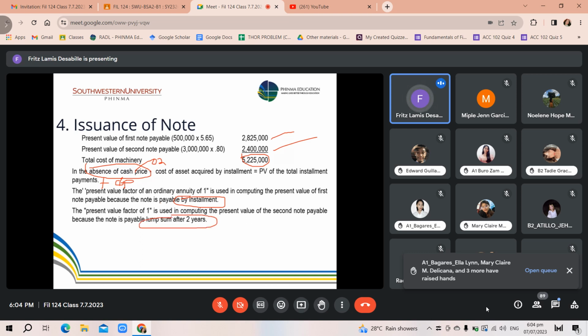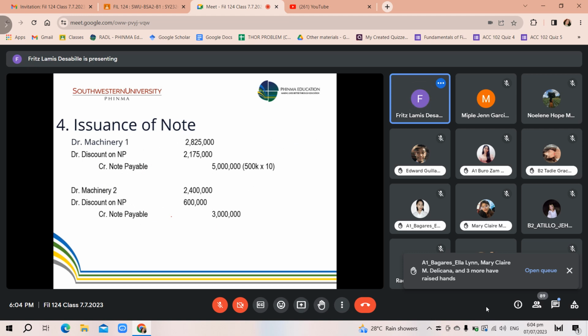Okay, on the journal entry, hopefully you have it. Very good. Take note, guys, on the journal entry. In both cases, we always record the note payable at its face amount. The face amount of the note payable is the 500,000 annual payment times 10 years. That is 5 million.